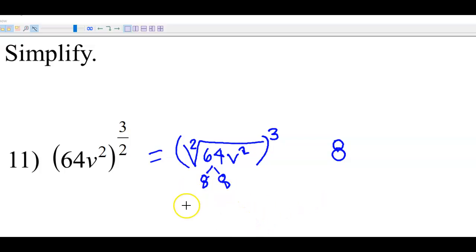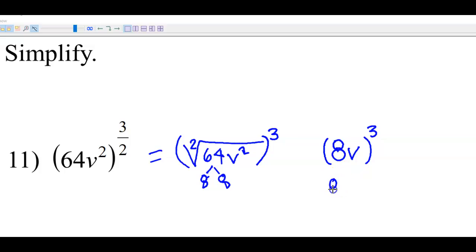But if you were to go all the way down to primes, you would still get the same answer. You would get 3 sets of 2 that you could pull out, and then 2 times 2 times 2 is 8. So either way works. V squared, if I take the square root of that, v times v, that means there's 2 v's underneath the square root, which means 1 can come out. So 8v is the square root of 64v squared, and there's nothing left underneath, so the square root goes away, and now I'm raising to the third power.